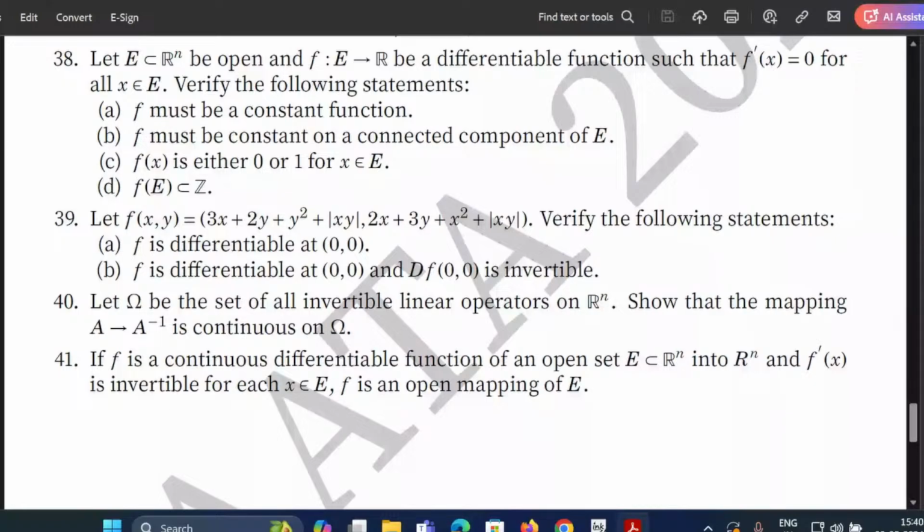This is another question I did not post. The question is that if you consider the collection of all invertible linear operators of Rn, that will form an open subset. And the mapping which maps a matrix A to A inverse will be a continuous mapping. We will try this later. Just using the definition of the norm, you can find it.